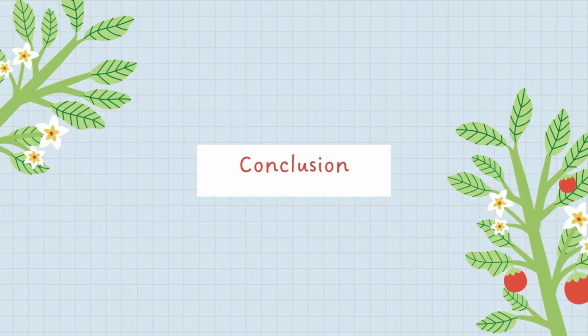In conclusion, understanding the anatomy and morphology of plants is essential because it explains both their internal structures and external forms. By studying this aspect, we learn how plants grow, adapt, and survive in different environments. This knowledge is very important for agriculture, conservation, and even our daily lives.